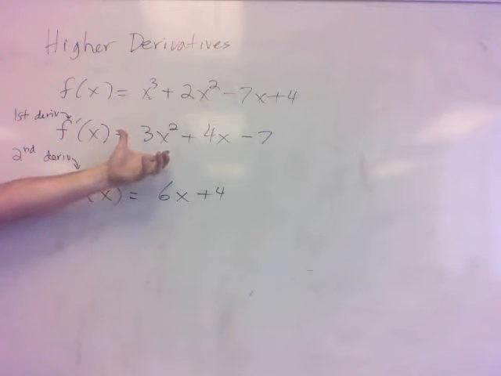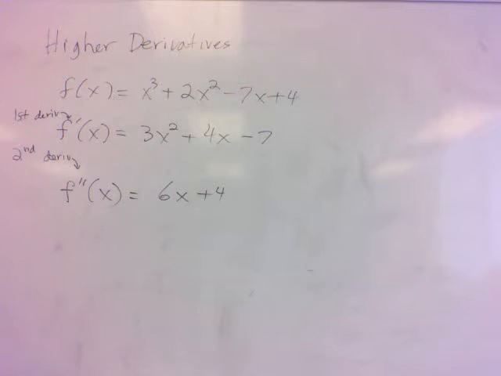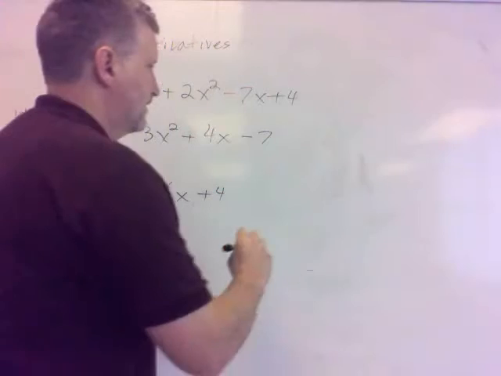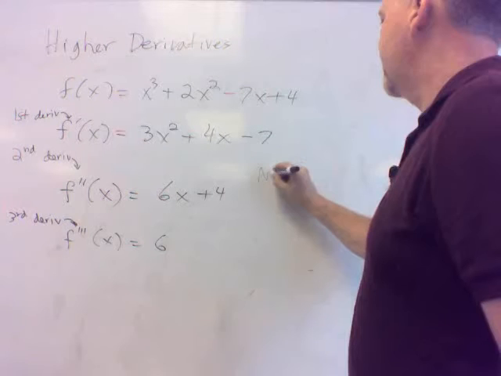And then we could keep going. Yeah, we could do a third derivative. It'd just be 6. Third derivative. Sure could. Just a couple other notational things for second derivative.